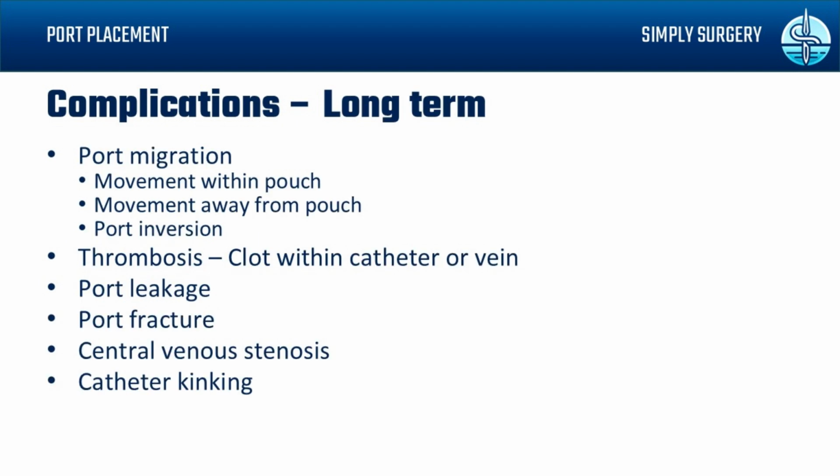Later complications of port placement include things like migration, so movement of the port within the pouch or away from the pouch itself, thrombosis, so there can be a blood clot within the catheter, or in the vein itself. There is also a risk of leak from the port, which can cause a lot of damage to the surrounding tissues, especially if you're using it for chemotherapy, and device fracture, which can happen after trauma to the port site.